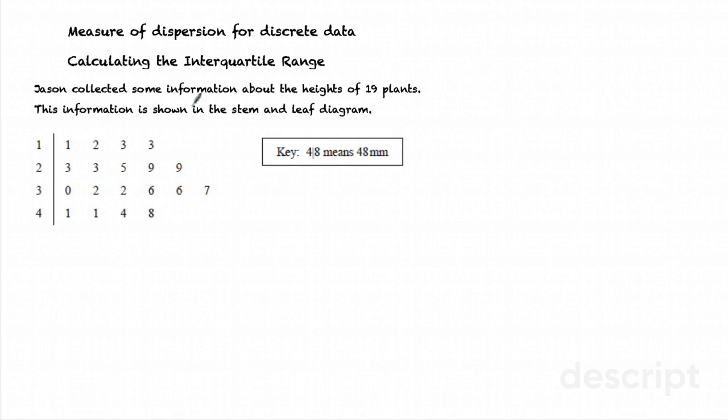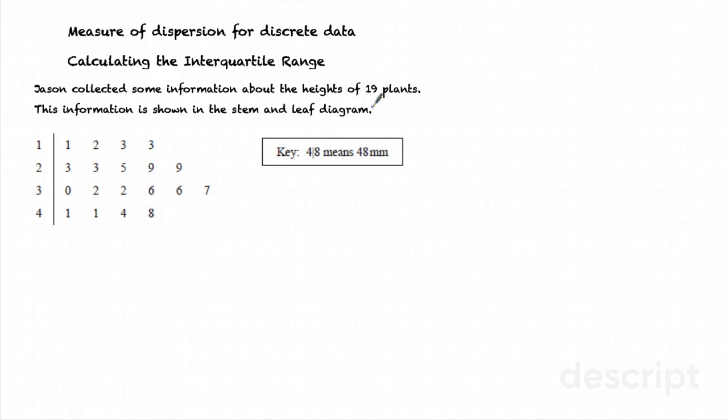Jason collected some information about the heights of 19 plants. The information is shown in the stem and leaf diagram. This key tells us that 4/8 means 48 millimetres. We can read this data and see that we had a plant of 11 millimetres, 12 millimetres, 13 millimetres, and so on. And we can see that this data is already ordered for us.